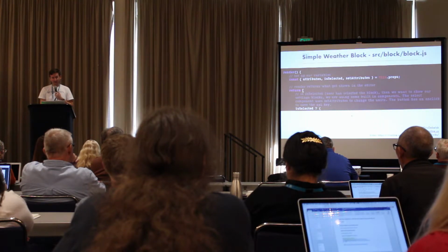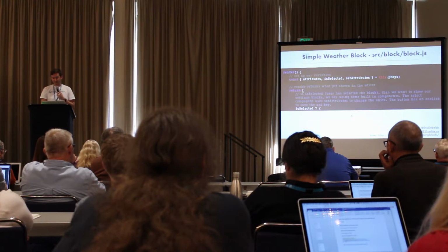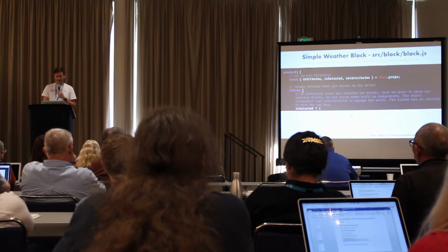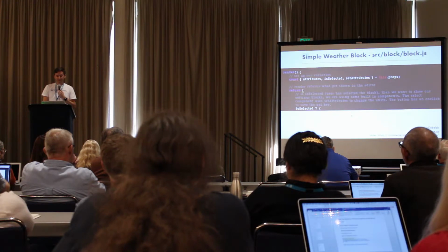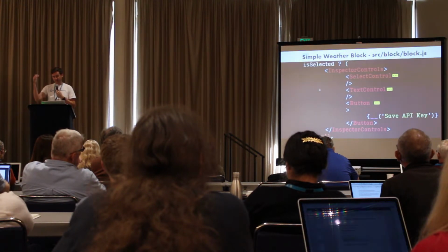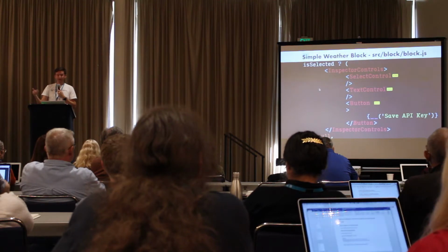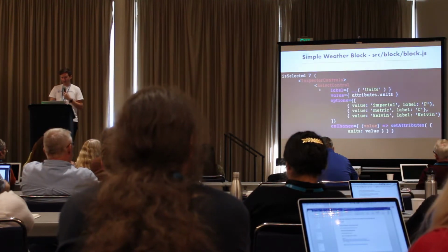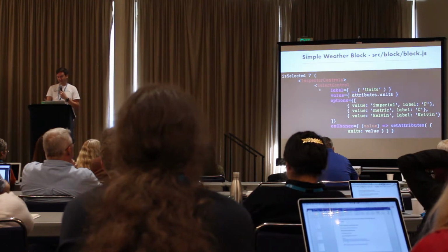And our render is going to be pretty different, actually, than the other one, because our preview is going to work differently. And I'll show you what happens. If it's selected, we're going to show our inspector controls. Those are the right-hand side. We'll have a select control for the units, a text control for the API key, and a button that saves it. And then these are just what they are expanded.